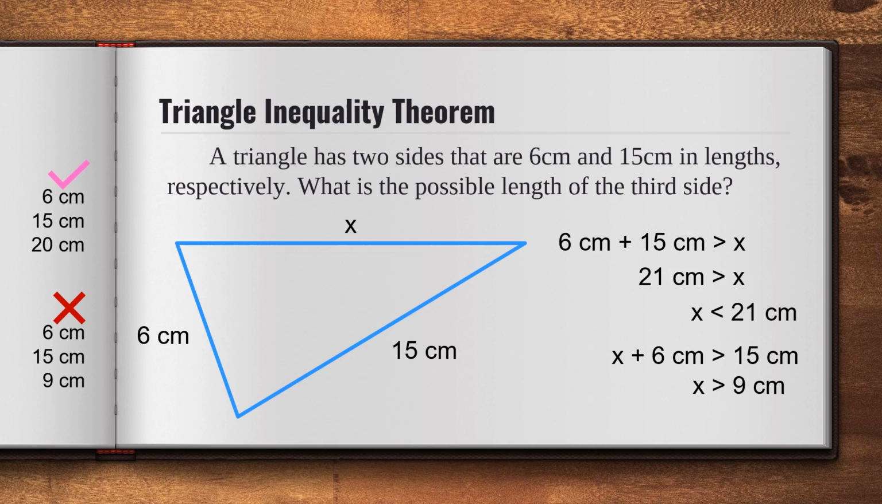So, it should be greater than 9. 10 centimeters is possible. So, in summary, the possible values for x should be greater than 9 and less than 21 centimeters. That is the range of possible values for x.